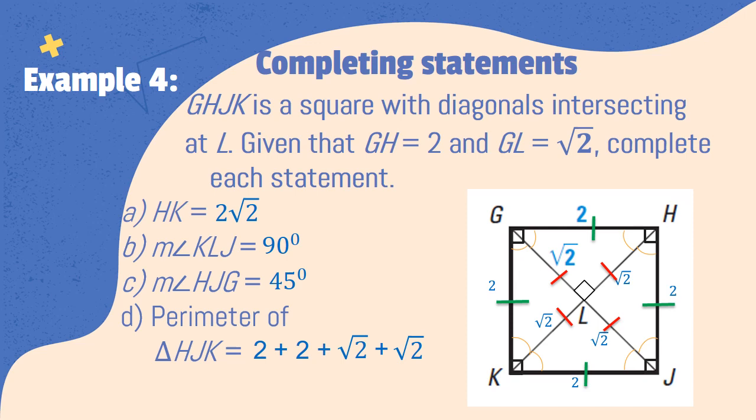So we add all these together, and the answer will be 2 plus 2, that is 4, and square root of 2 plus square root of 2, that will be 2 square root of 2. So the perimeter of the triangle HJK is 4 plus 2 square root of 2 units.